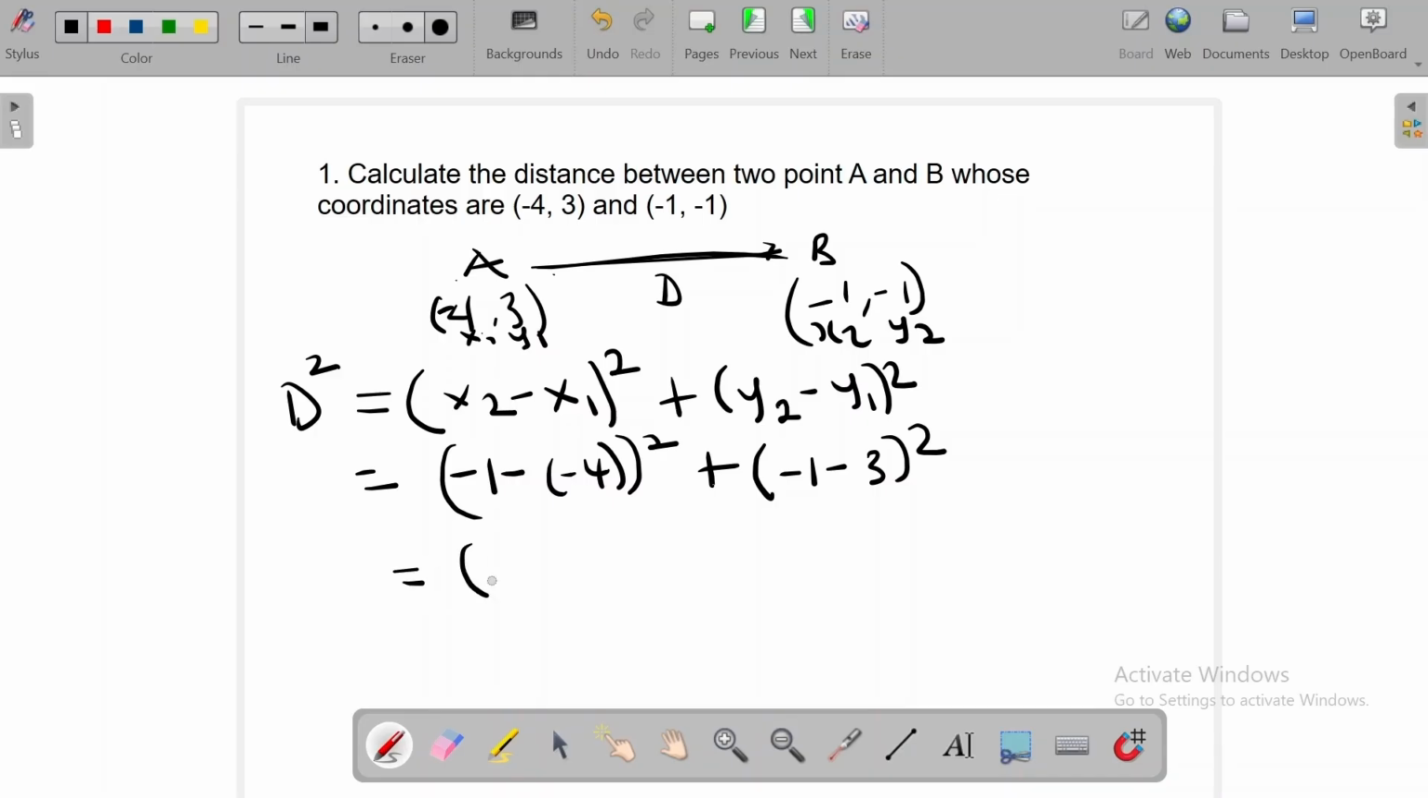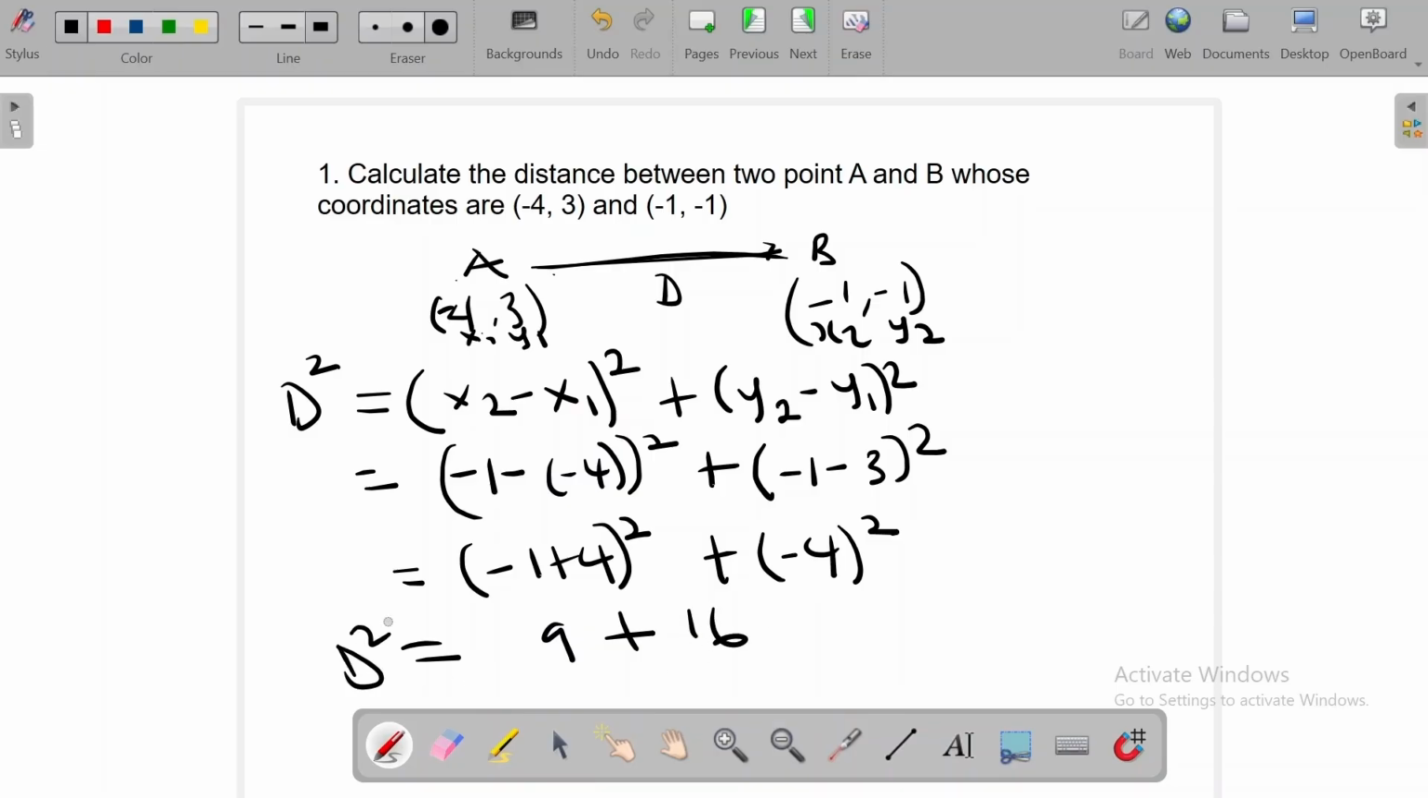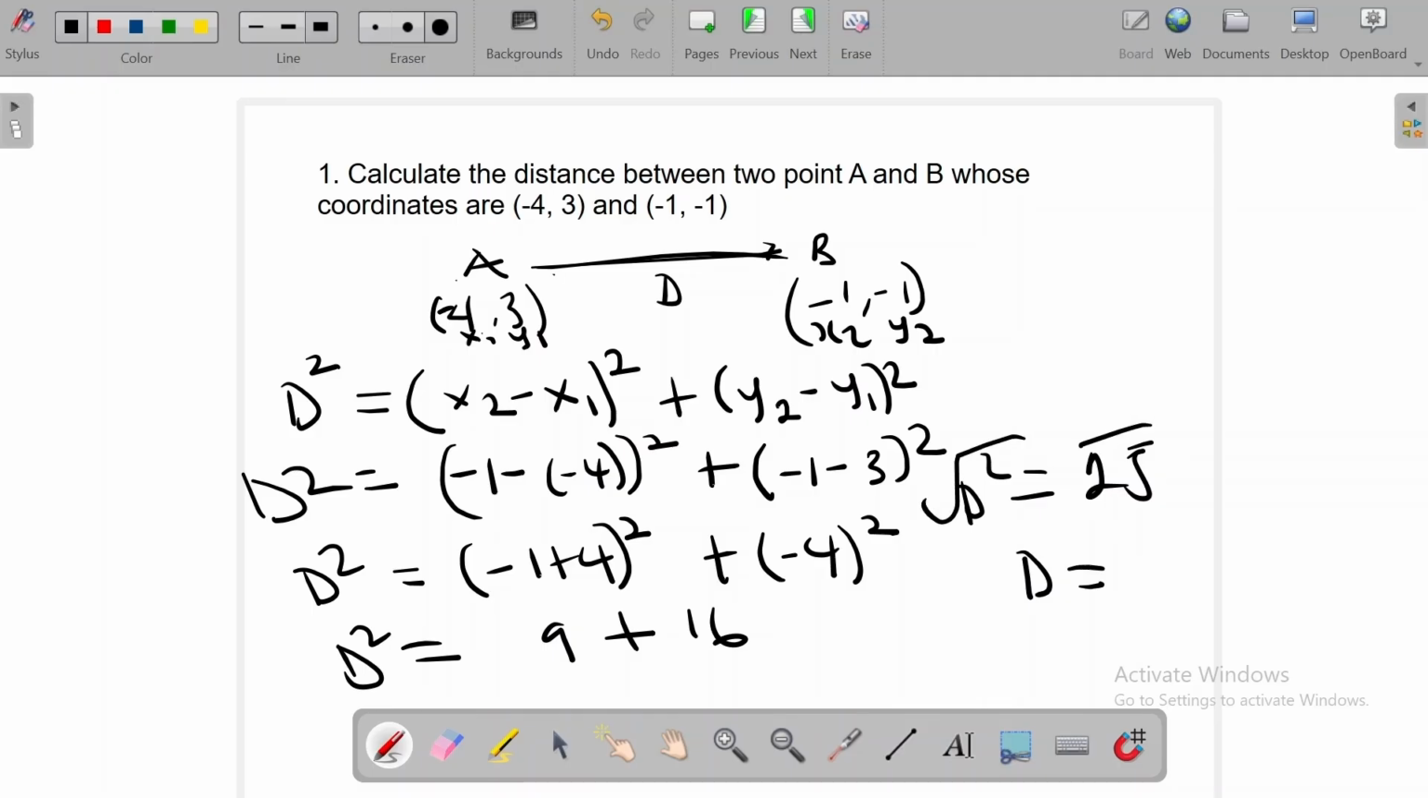This becomes negative 1 plus 4 squared plus negative 4 squared. So this can become 9, which is negative 1 plus 4 gives you 3. 3 squared gives you 9, plus negative 4 squared gives you 16. This is d squared, and I'll end up with 25. So d squared is equal to 25. So d is going to become, taking the square root of both sides, it gives you 5 units.